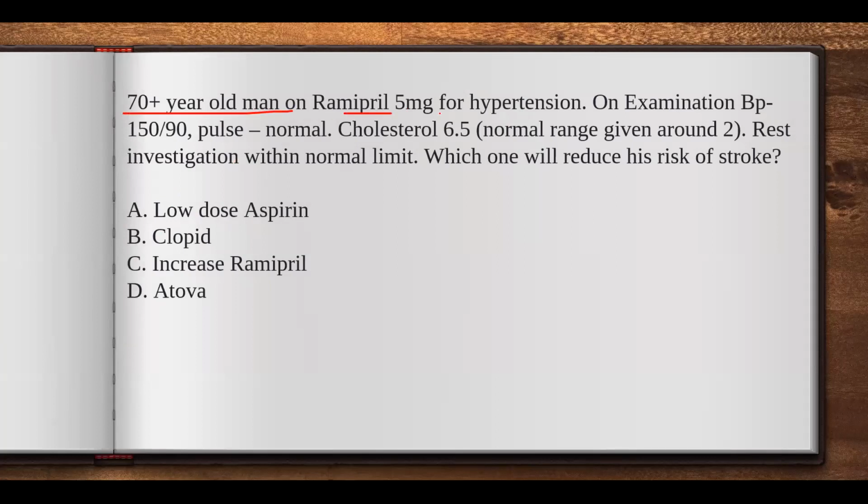A 70-year-old man on ramipril 5 milligrams for hypertension. On examination, blood pressure is 150/90, so it's not well controlled, as you can see. Pulse normal, cholesterol is high, 6.5. Rest of the investigations within normal limits. Which one of the following will reduce the risk of his stroke? Low-dose aspirin, clopidogrel, increased ramipril, atorvastatin. What do you think? 70-year-old, reduction of risk of stroke.